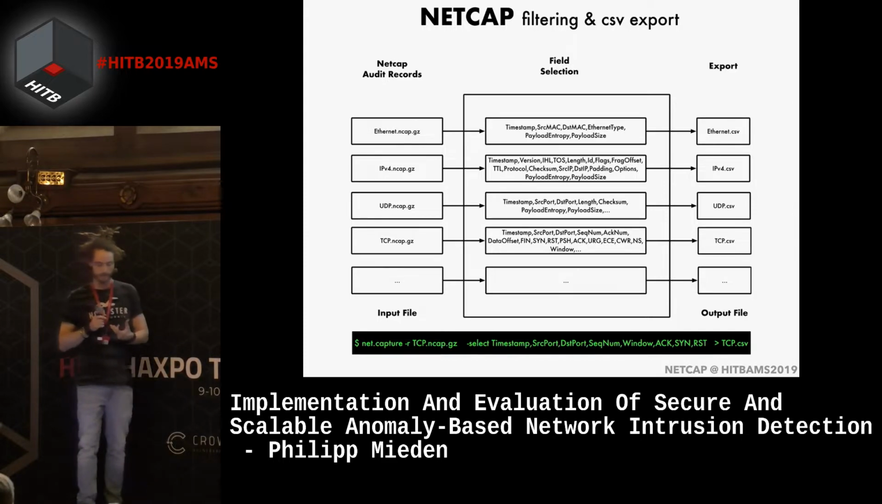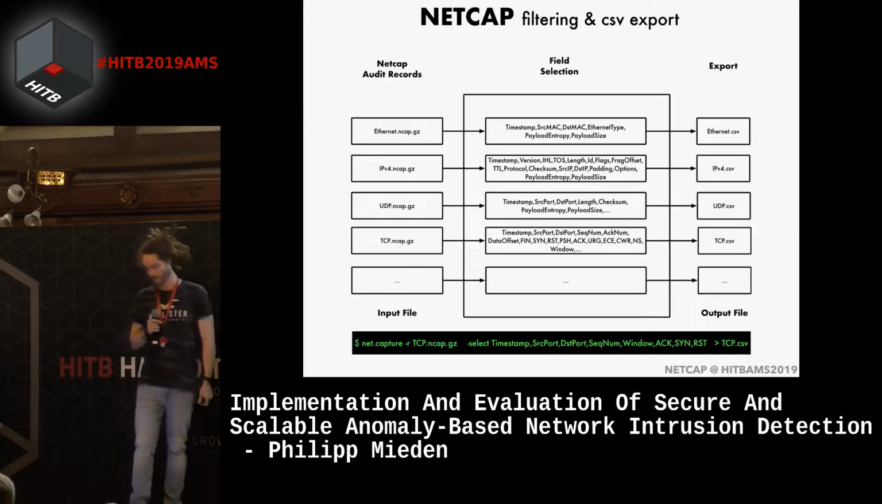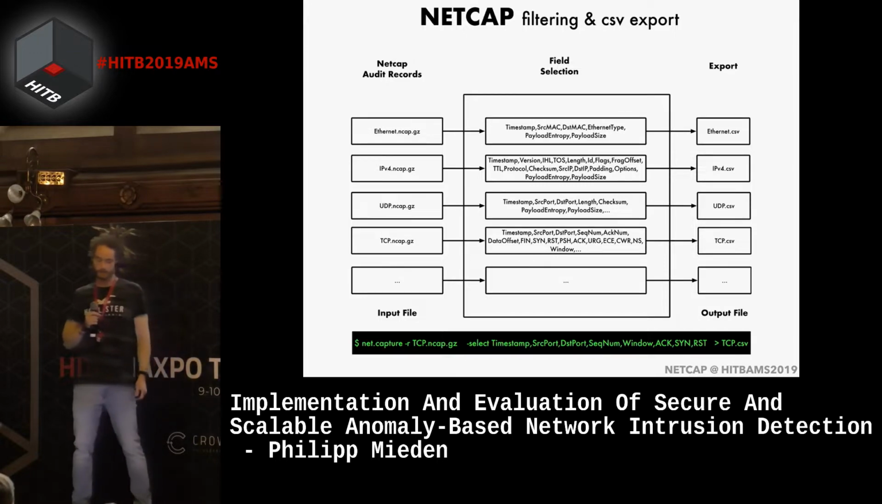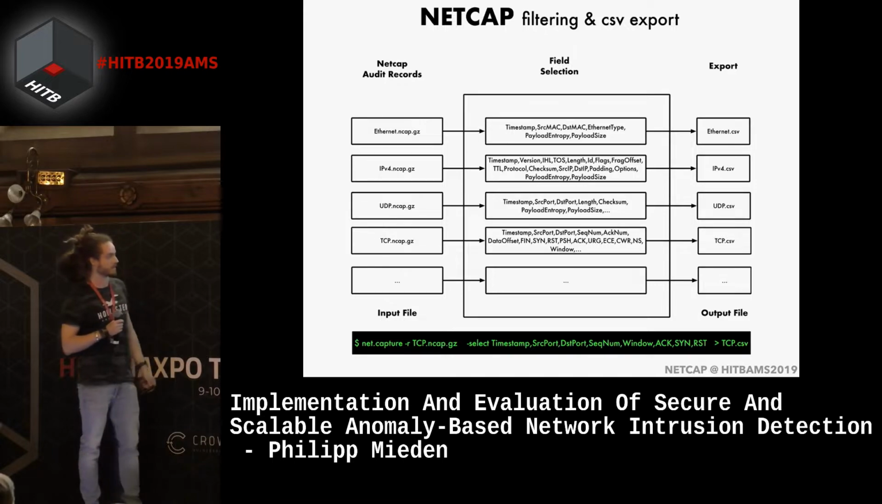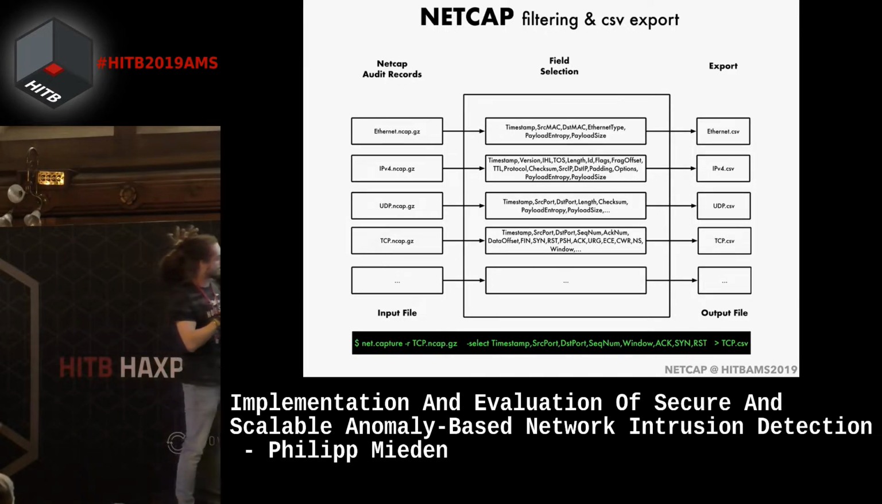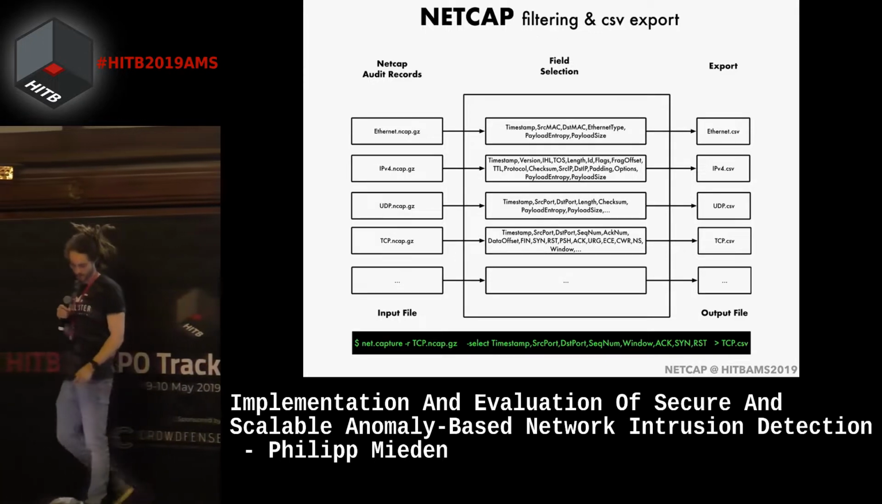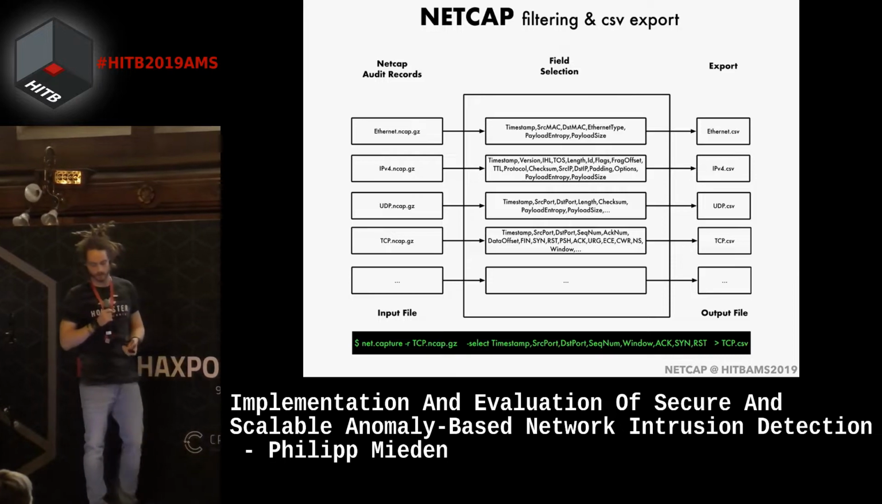In order to make it easy to work with the records, I have a mechanism for exporting them, for example, as CSV. You can select certain fields, and you can select the order of the fields you want to have. And by the way, this is a mistake. It should be net.dump. I didn't update the slide, as I just noticed. But anyway, you have a lot of command line tools, and you can use them to operate on those audit record files.